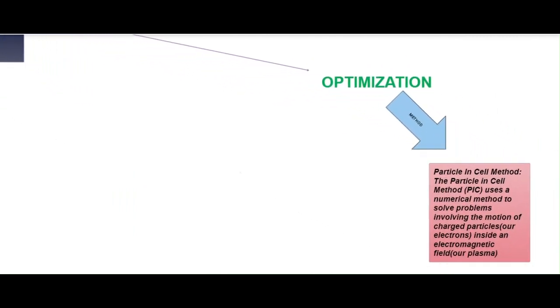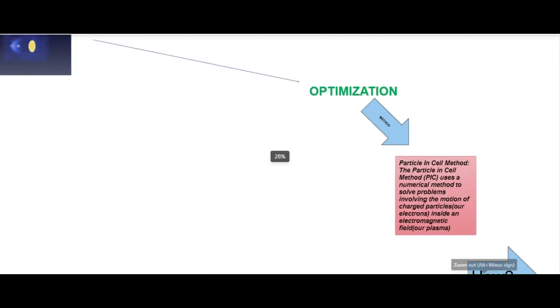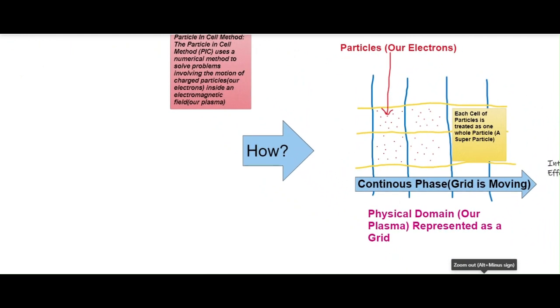In order to optimize the electron beam produced by a simulation of laser wake field acceleration, we use the particle and cell method. This method uses a numerical process to solve problems involving the motion of charged particles, our electrons, inside a continuous electromagnetic field, our plasma. The method treats the physical domain, our plasma, as a moving grid with each cell of particles, our electrons, being represented as one point on the grid.